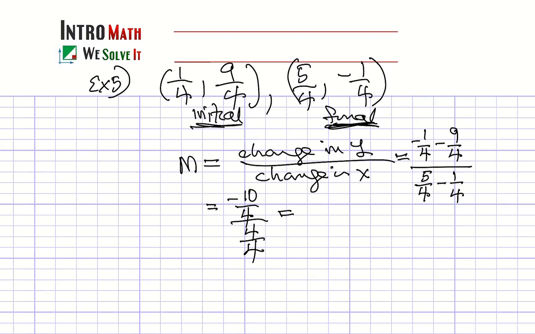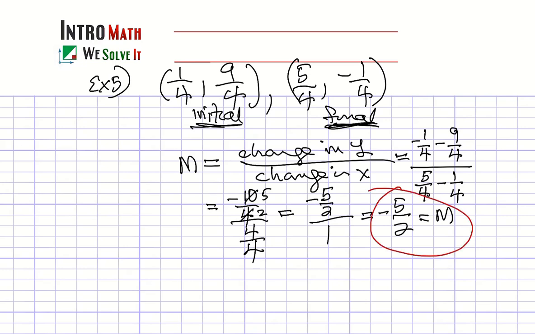You simplify that, and that will give you minus 5 in the numerator. Dividing 4 by 2 gives 2, and dividing the numerator gives 5. So you get minus 5 over 2 over 1, which is the same thing as minus 5 over 2. You see it, right? So this is our slope right there.